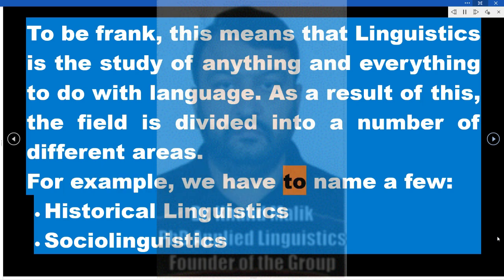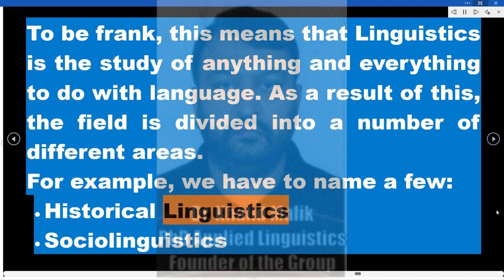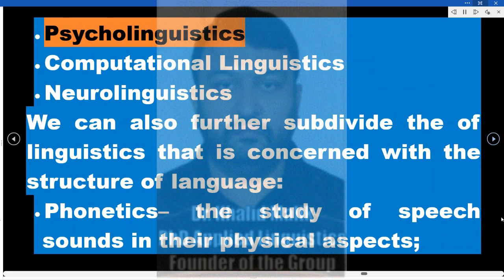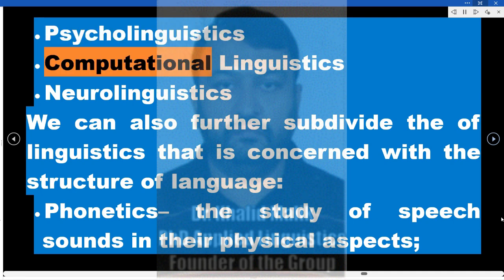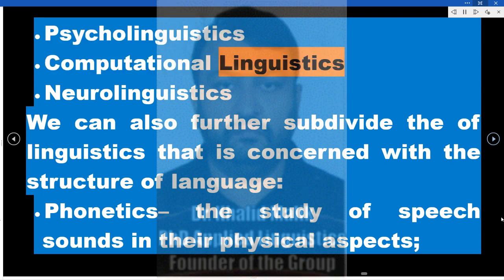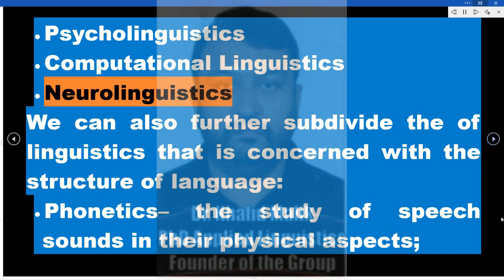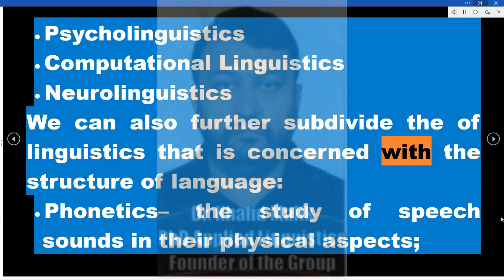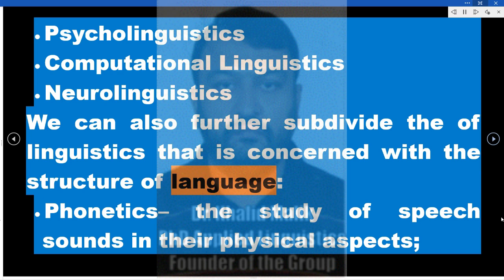For example, to name a few: historical linguistics, sociolinguistics, psycholinguistics, computational linguistics, neurolinguistics. We can also further subdivide the area of linguistics that is concerned with the structure of language.